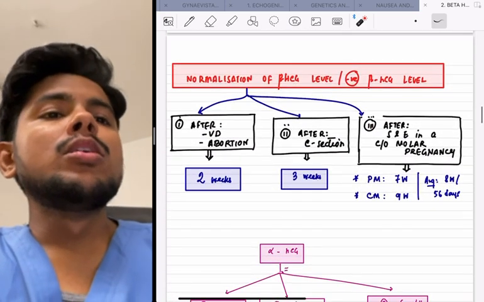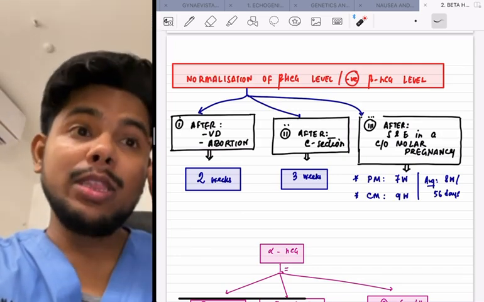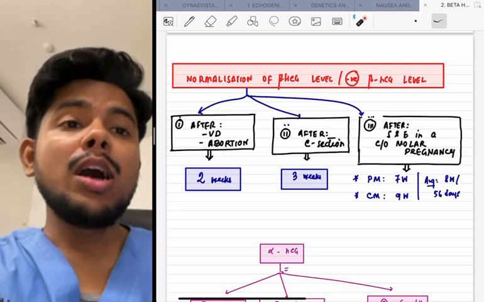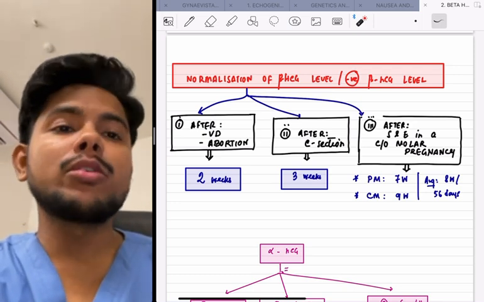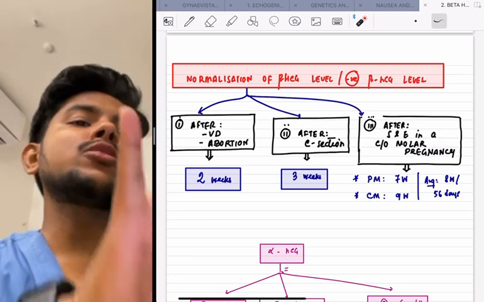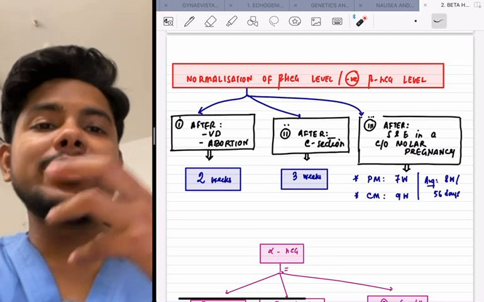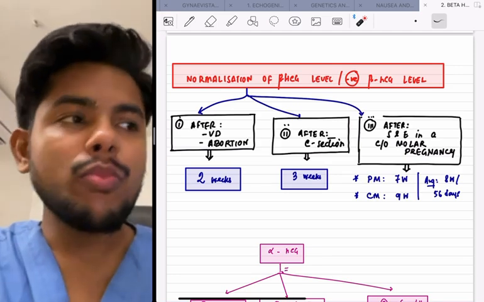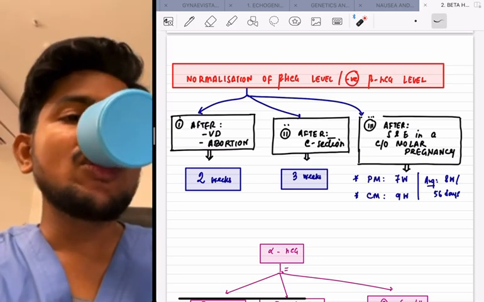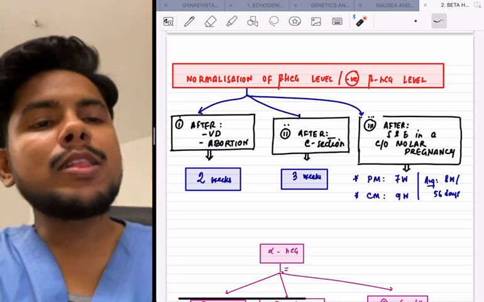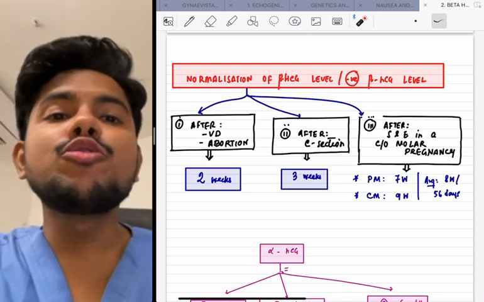Now we should ask ourselves a question: after how many days does the normalization of beta hCG level occur? And we have got 3 different scenarios. If we talk about vaginal delivery or abortion, be it spontaneous abortion or medical termination of pregnancy, the beta hCG level gets normalized within 2 weeks.